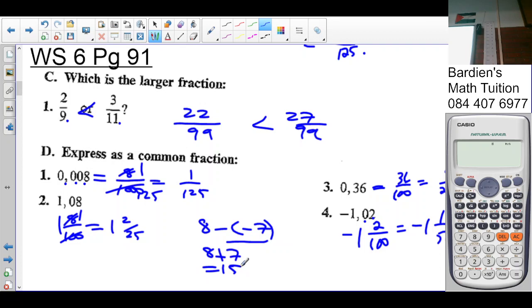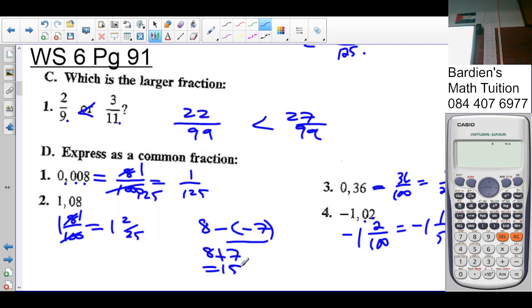Number 3, page 3. First answer, 100. Number 2 is negative 20. Number 3 is negative 8. Number 4 is negative 7. Number 5 is negative 4. Number 6 is 10. Number 7 is 9. Number 8, negative 10. Number 9, 7.